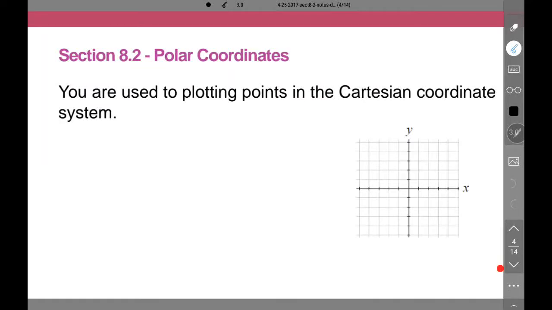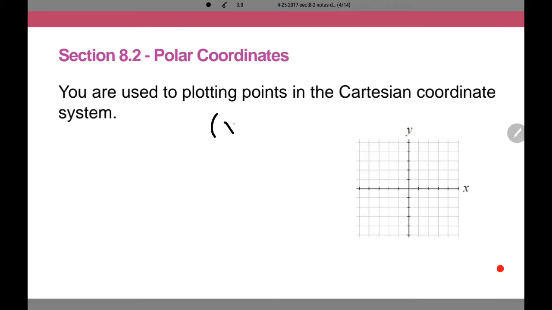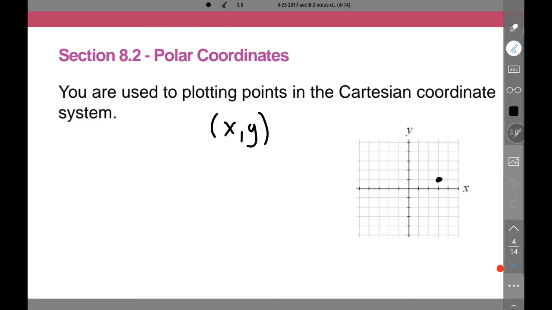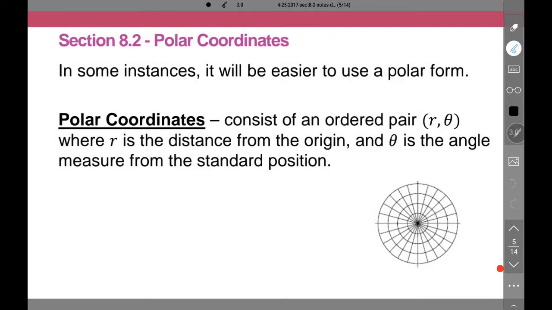So in the past, we've plotted coordinates using Cartesian coordinates where we've had an x-coordinate and a y-coordinate, and we're used to that. And we know that if I get x as 3 and y as 1, I get a point. Sometimes that's not the most efficient system to use though. Sometimes it'll be easier to use a polar form.